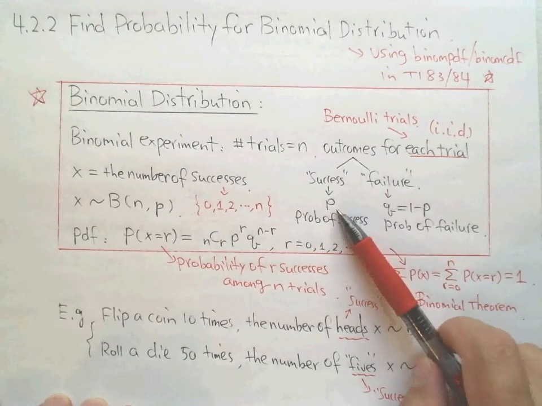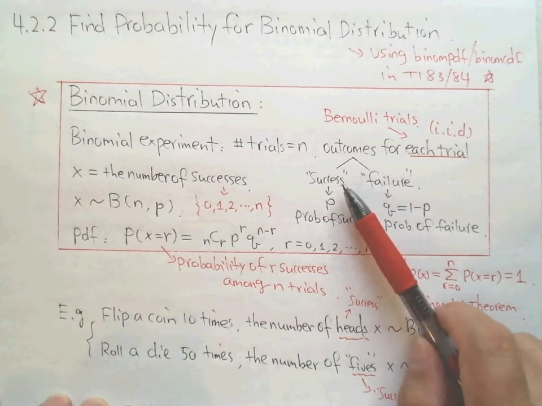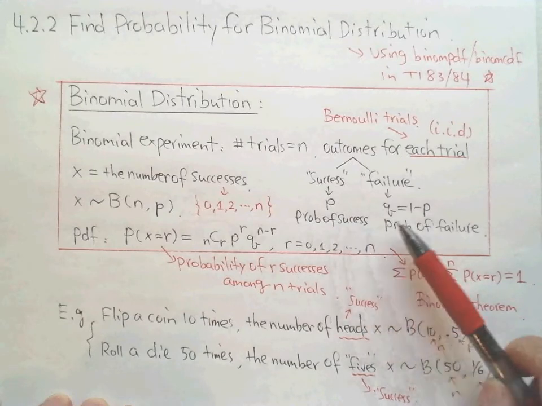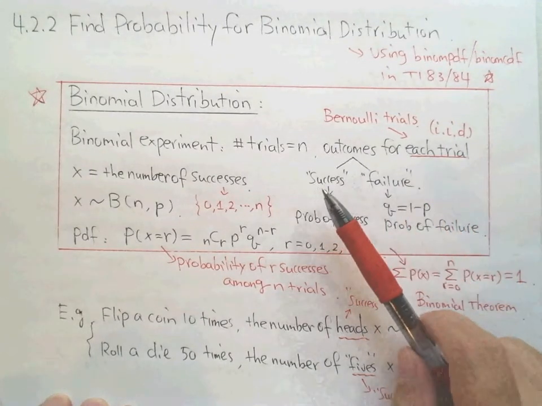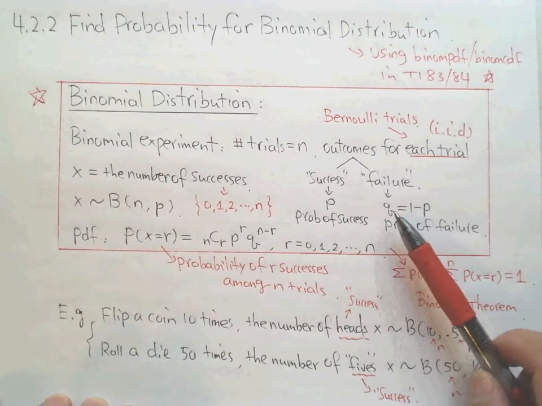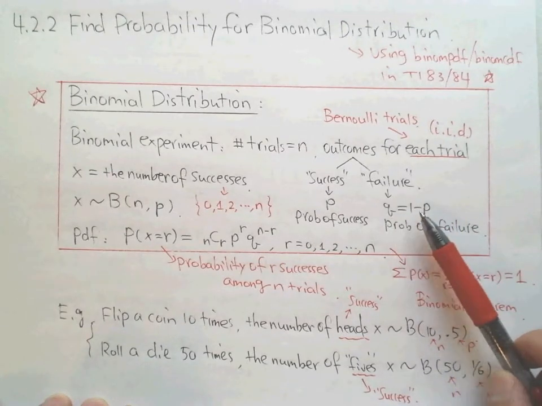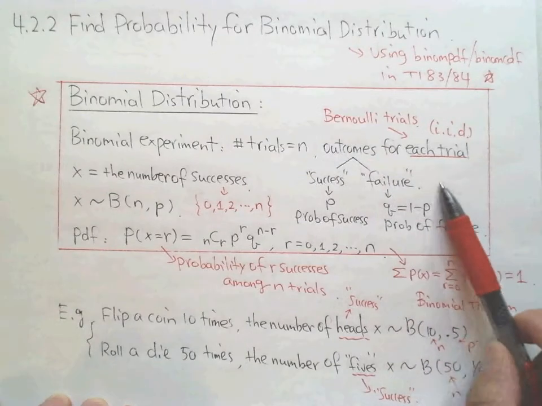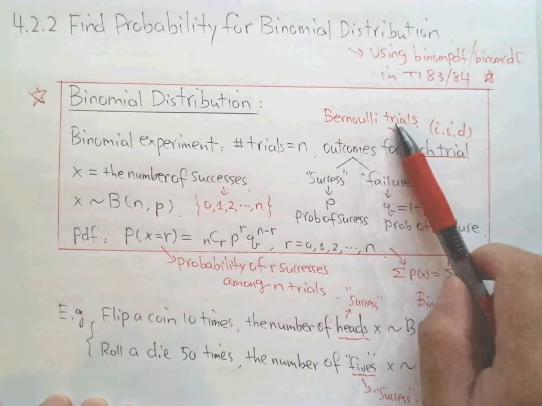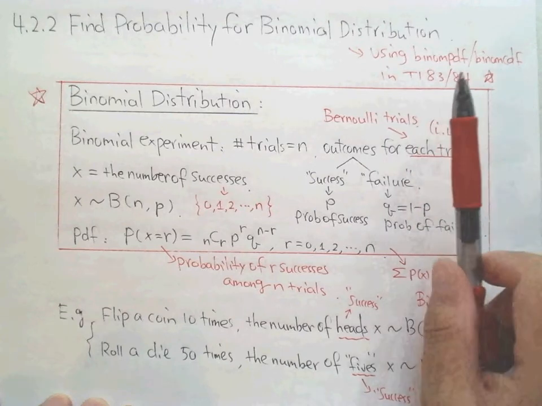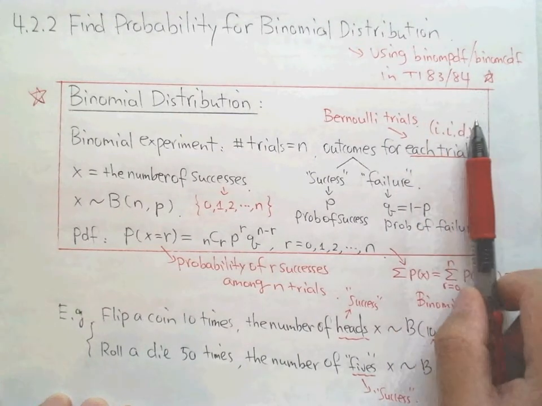So the probability of success, we call P. And the other is the probability of failure. Put together it is 100%. So Q, the probability of failure, should be 1 minus P. And this single trial, in history, we call a Bernoulli trial. And the trials are independent, IID. Do you remember? So this we call the binomial experiment.